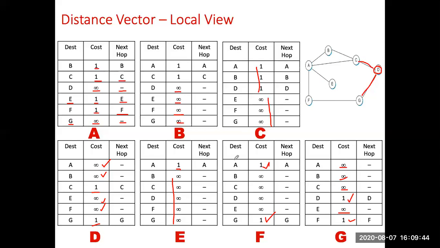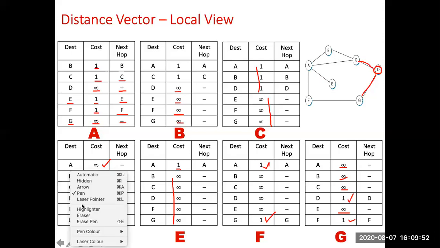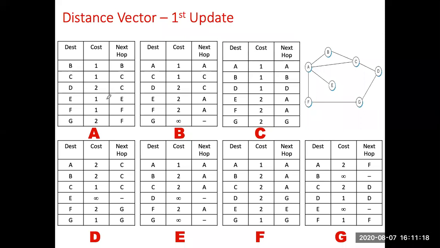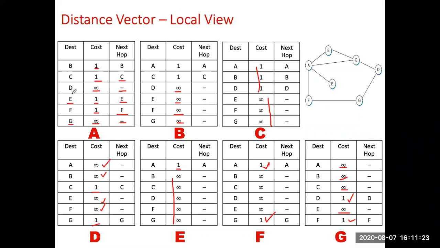So what is the first step? All the nodes know the cost or distance to their immediate neighbors in this step. In the next step, these nodes will share their updated routing tables with the other nodes. Then we will see how the routing tables are updated. First of all, we will underline all the nodes that had the cost equal to infinity in the last slide.